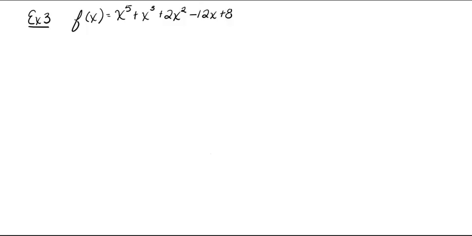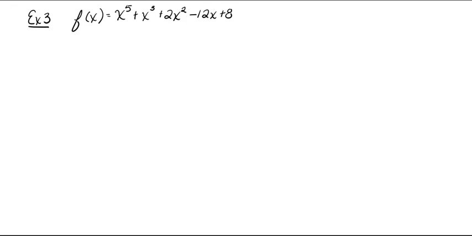Okay, now let's look at example 3 on page 136. It says, write this polynomial as the product of linear factors and list all the zeros of f. Now, this example is going to combine everything we did in the last section, actually the last couple of sections. We need to use the rational zero test, synthetic division, and factoring. Okay, so let's go ahead and start with the rational zero test.